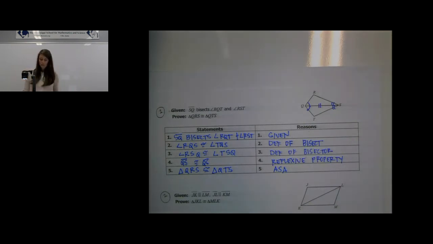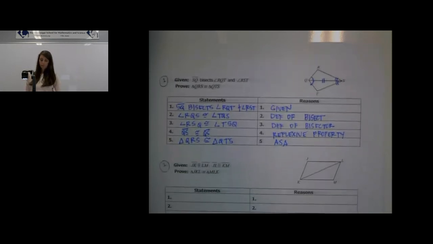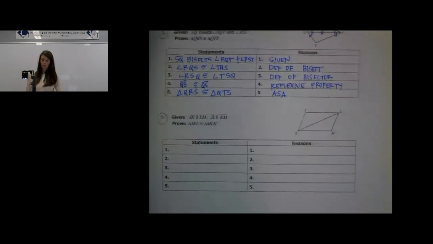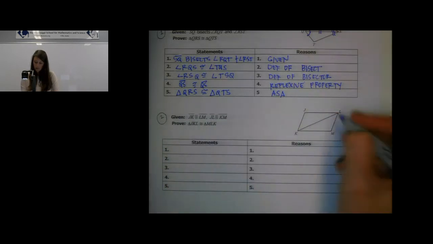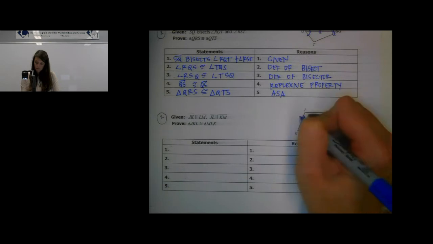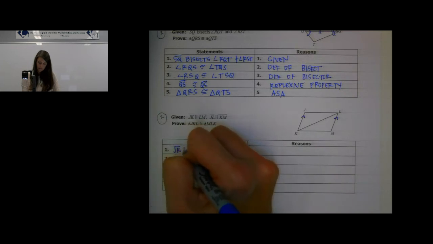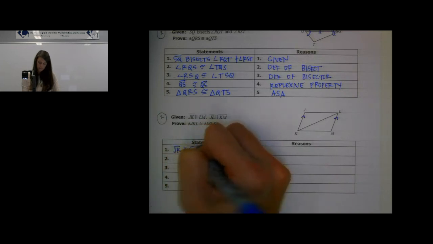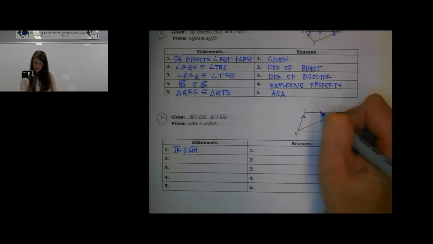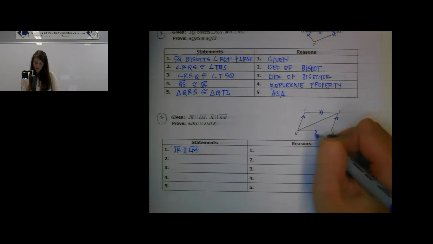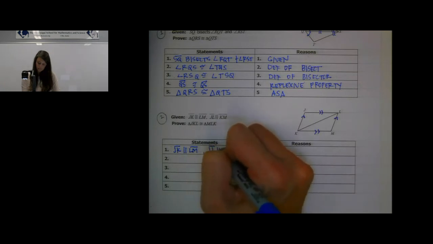All right, y'all try to do number 2 for me. Okay, so if JK is going to be parallel to LM, so these two things are parallel to each other. And LJ, let's do two lines here, LJ is going to be parallel to KM. That's given.